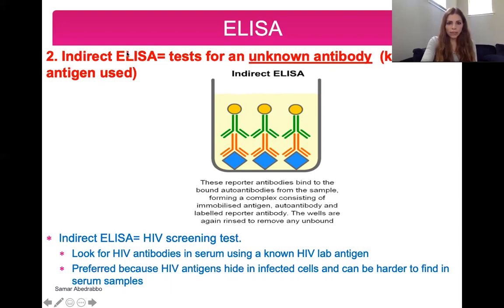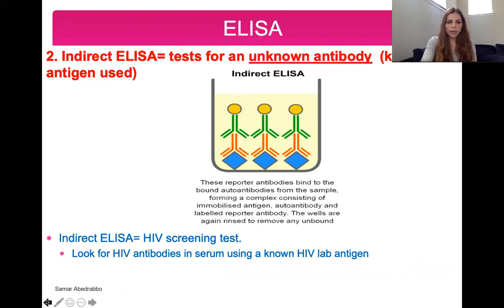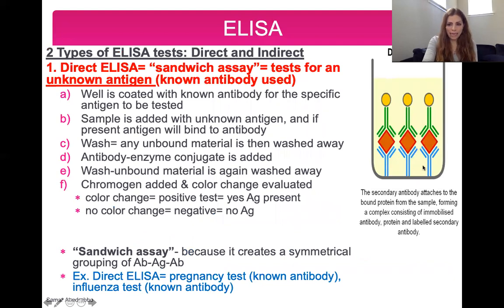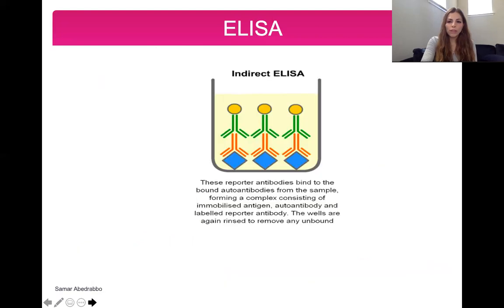So with an indirect ELISA, you have a known antigen and you're testing for an unknown antibody. With a direct ELISA, to go back to that one, you have a known antibody and you're trying to look for an unknown antigen. And with both of them, direct and indirect, you have this antibody enzyme conjugate, and you add a substrate to it, and if you get a color change, it means you have the presence of whatever it is you're looking for. Whether you're looking to see if someone's pregnant, or they have HIV, or they have coronavirus, which we'll talk about later.